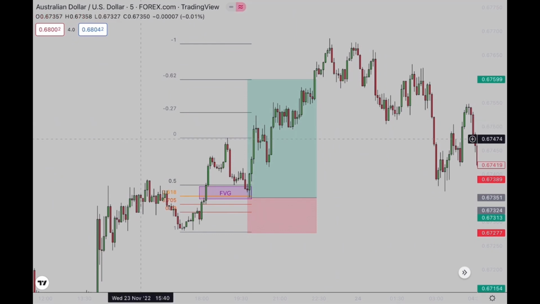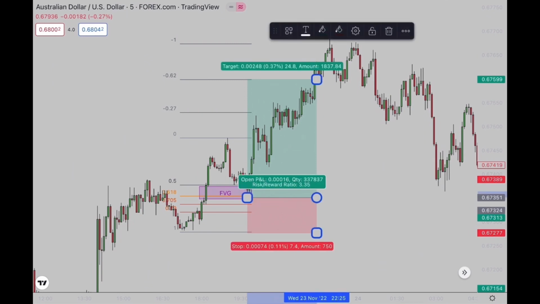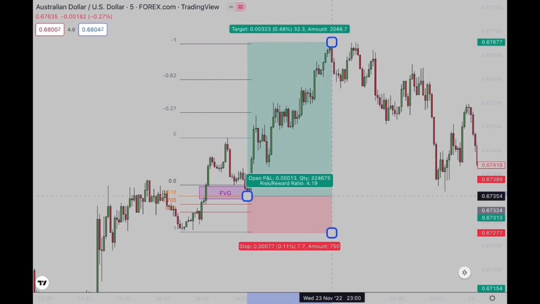Your first scaling would be at the last high, of course, and your second scaling would be at the 0.27 level. Your third scaling would be at the 0.62 level, and your fourth scaling would be at the -1 level. Okay, as you can see, it plays out really well.